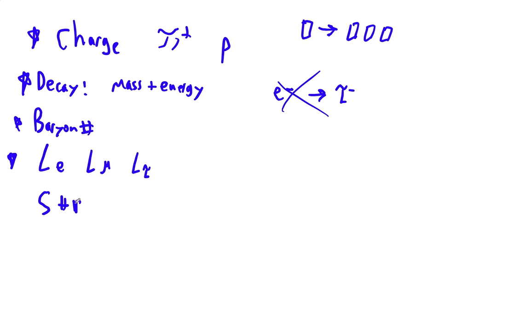Strangeness is sometimes conserved. If you're creating new particles, let's say you slam a proton and a proton together, there's no strangeness on this side, so there has to be zero net strangeness on this side. If it's a particle collision like this, which by the way would be a strong interaction, strangeness is conserved.